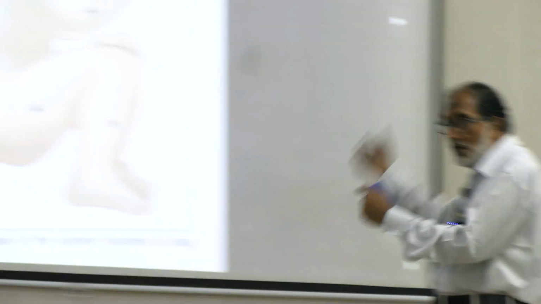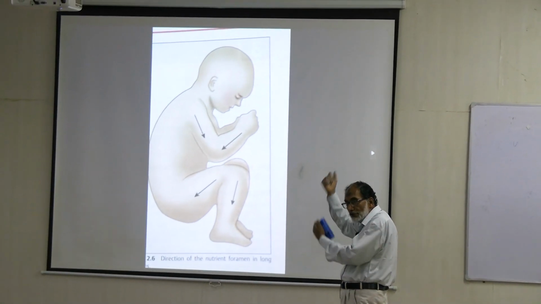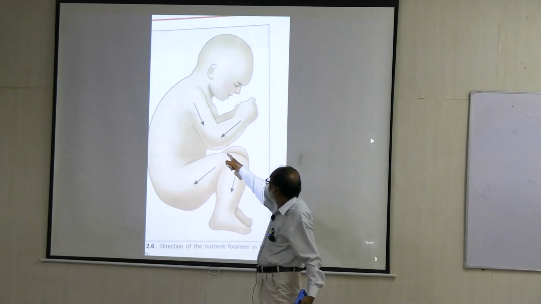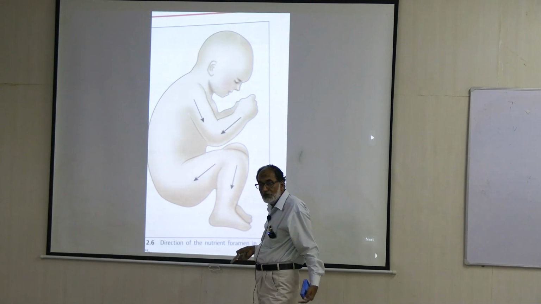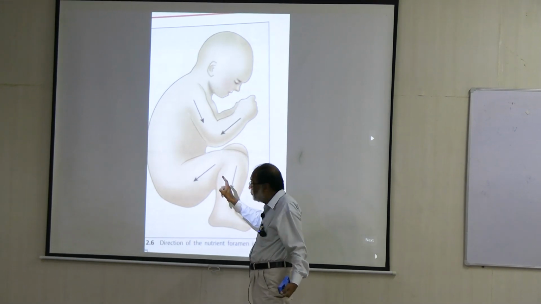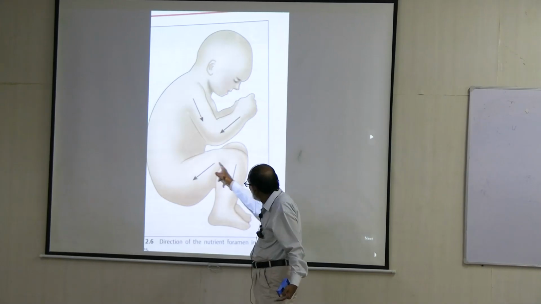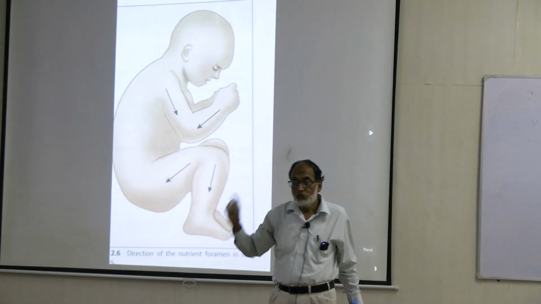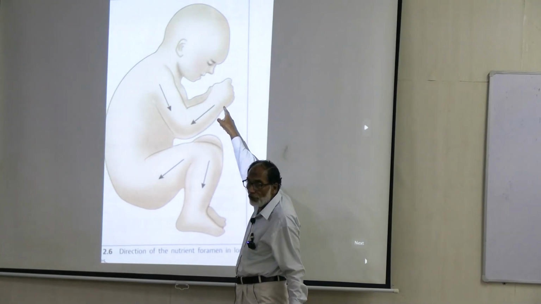Now here you see, it is the milking position. Someone is milking. To elbow I go, from knee I flee. This is the direction of the nutrient artery. So which end will be the growing end here? This end will be the growing end.